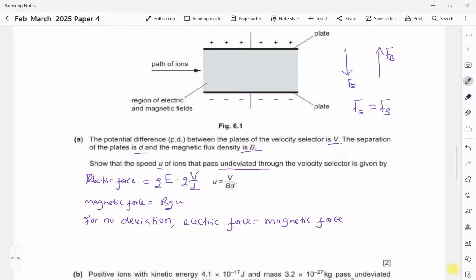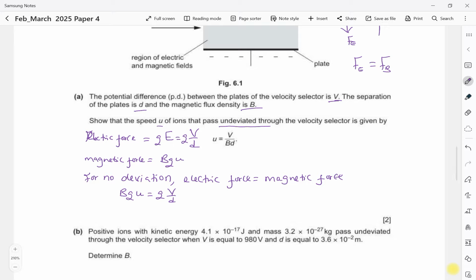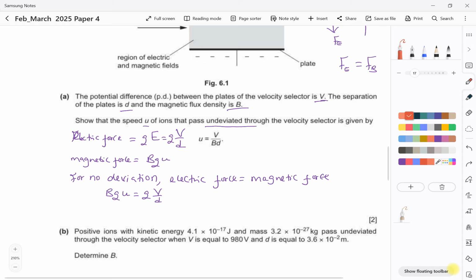So BQ times U should be equal to QV over D. And the Q cancels out. Which means that U is equal to V divided by D times B, which is the same as V over B times D, as required.